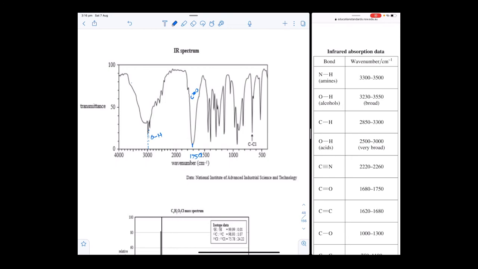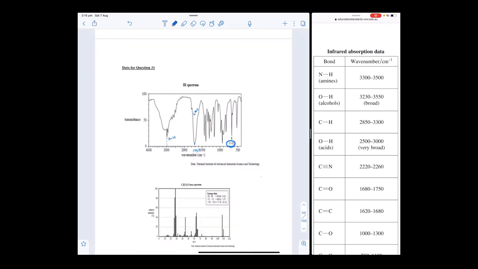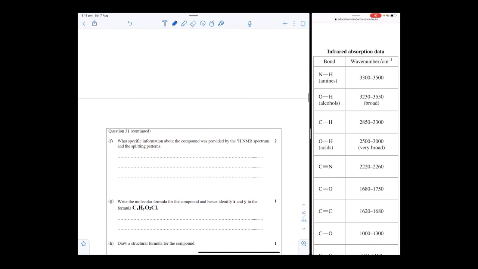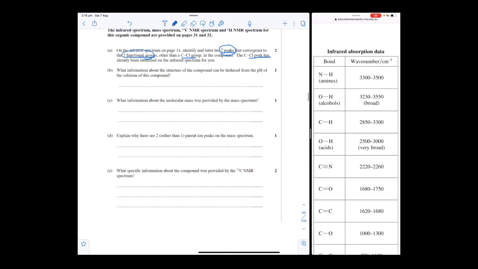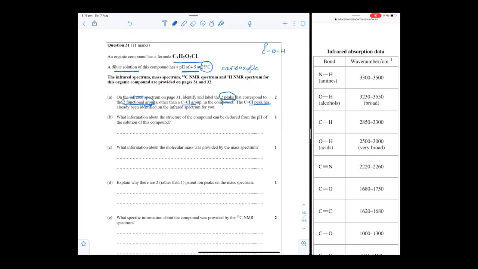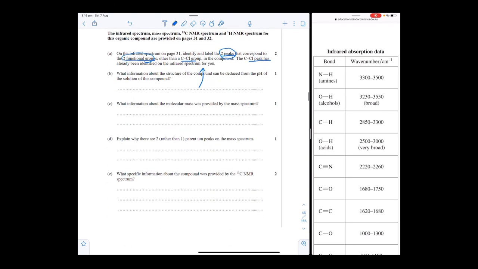It hasn't told us much more. And here it's just told you it has a carbon-chlorine bond as well. So you notice it's a carboxylic acid that's been halogenated with a chlorine. That makes sense, right? But it has one chlorine. Now, what information about the structure of the compound can be deduced from the pH? Same thing as up there. It's a carboxylic acid. Nothing else you can derive from it. Okay? What information about molecular mass was provided by the mass spec?